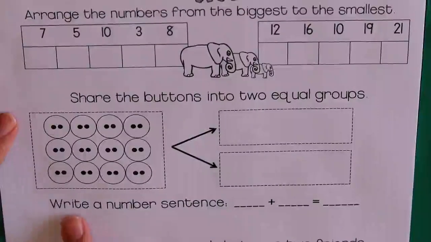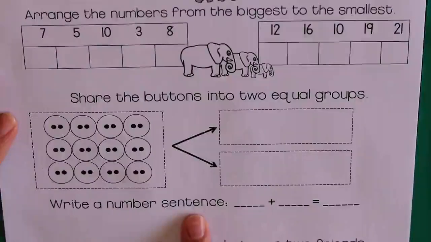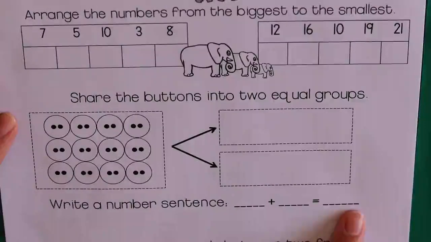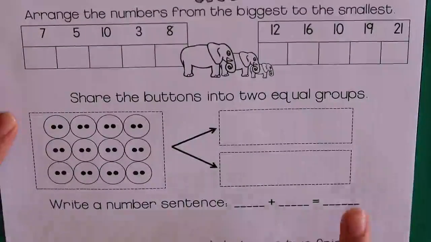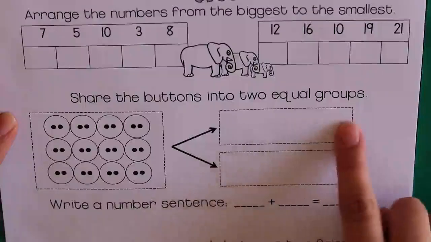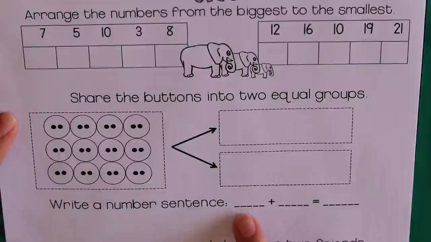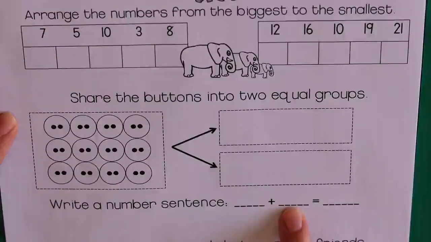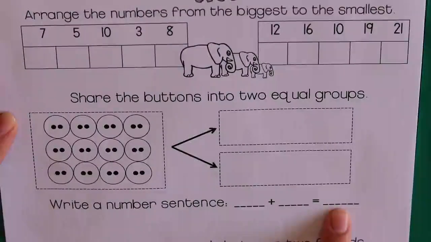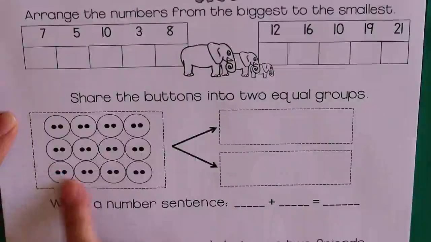It says, write a number sentence. Remember, a number sentence is a sum. Okay, so you're going to plus the ones that you did here. Write the number there. Okay, count how many you had here. Write the number there. These 2 numbers should be the same. Okay, and your answer should be all these buttons.